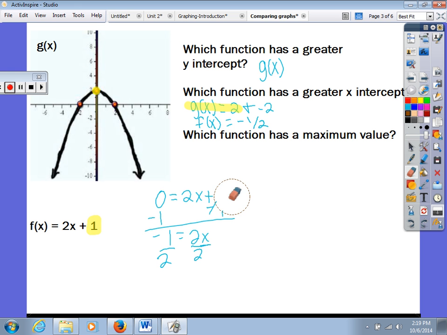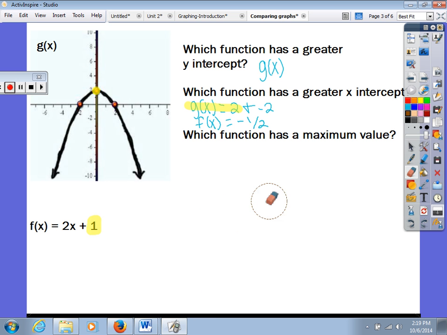Okay, which function has a maximum value? Now, a maximum value is something that we haven't talked about yet this year. But what do you think maximum means when it says you've reached the maximum? The highest value, right? The highest capacity. How can I say the maximum value for a graph? What do you think I'd be talking about? Yeah, the highest point. Will this graph ever go any higher? No. What's the highest it goes? 2.